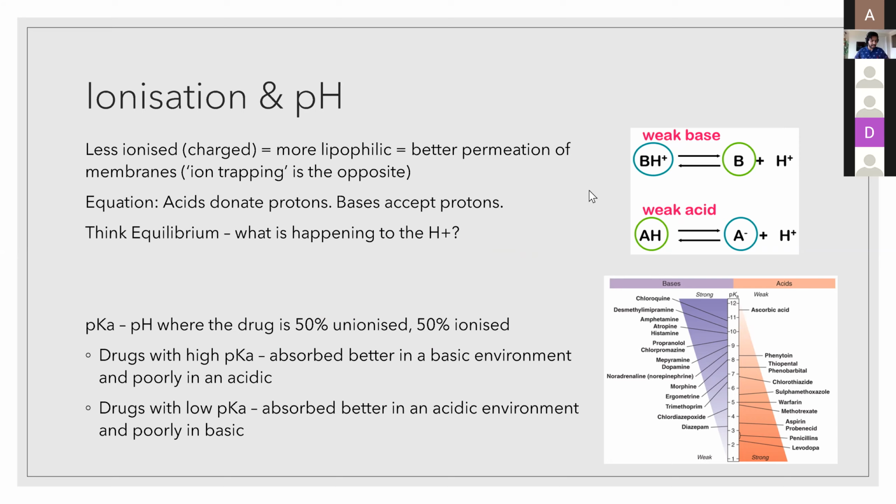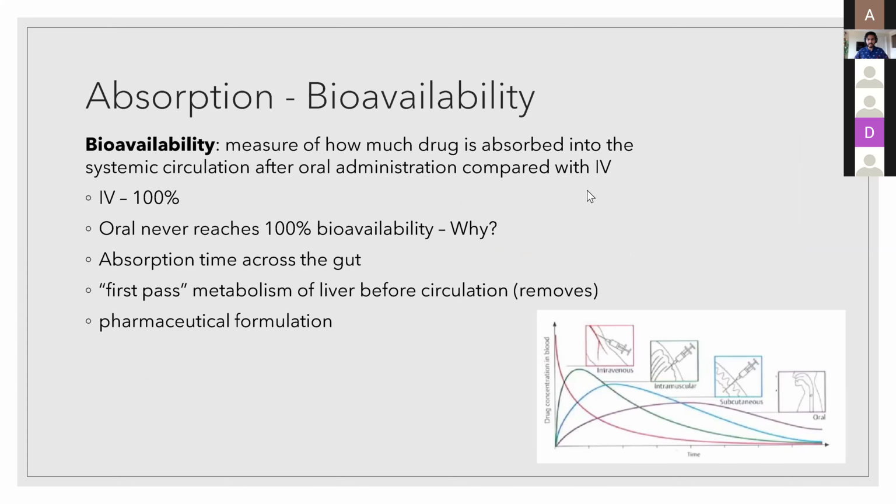Cool, that's ionization. Okay, so I mentioned bioavailability before. That relates to the absorption of the drug. Essentially, the definition is that bioavailability is a measure of how much a drug is absorbed into the systemic circulation after oral administration compared with IV, but we can also compare it with other forms.